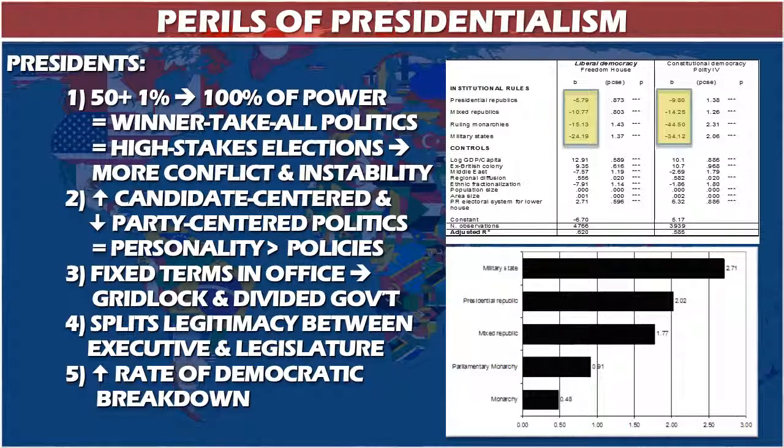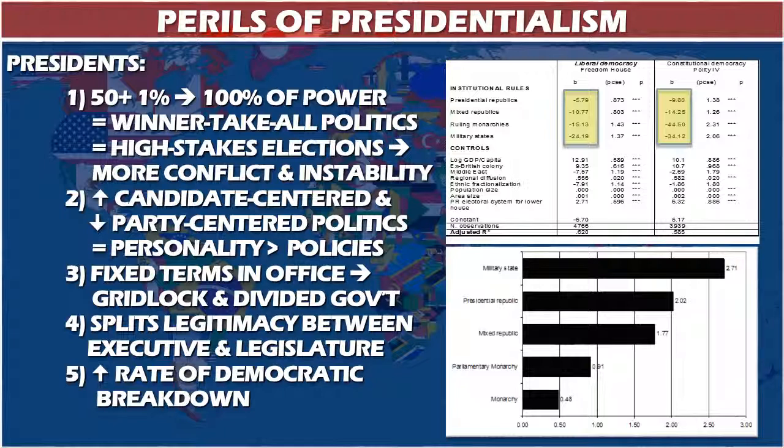The third is that presidents have fixed terms in office, which can lead to gridlock and divided government, and this can make government basically incompetent or ineffective, particularly in response to certain types of crisis, because the president can want one thing and the legislature can want another thing. Fourth, you split legitimacy between the executive and legislature. Both can claim to represent the people, the legislature because they're directly elected, the president also because elected by the nation. And you can find many examples where both sides are claiming to speak for the people, and it's not clear who has a better claim to that mandate.